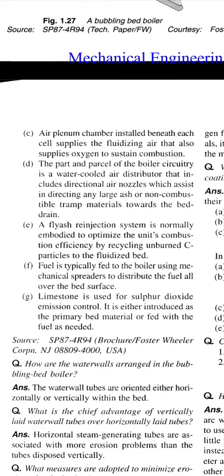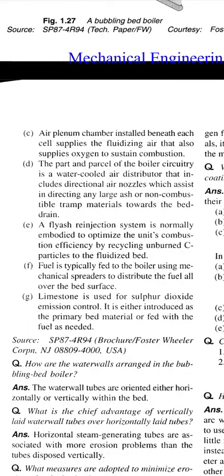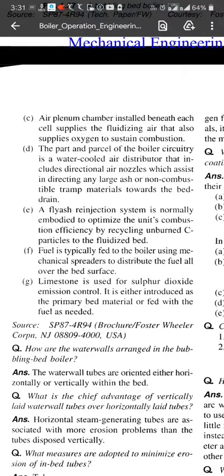D. The part and parcel of the boiler circuitry is a water cooled air distributor that includes directional air nozzles which assist in directing any large ash or non-combustible tramp materials towards the bed drain. E. A fly ash injection system is normally embodied to optimize the unit's combustion efficiency by recycling unburned particles to the fluidized bed.